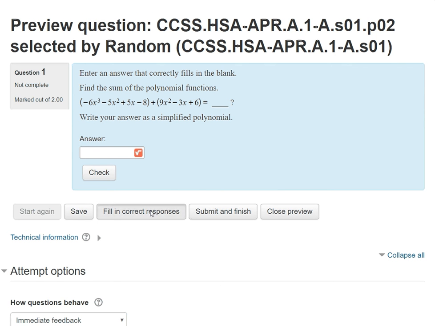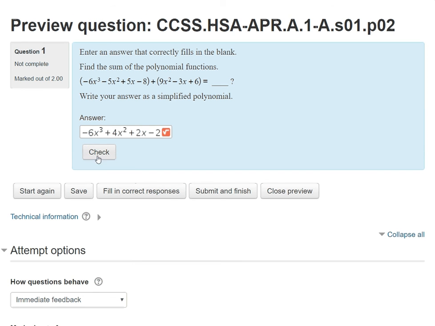Like if I put in the right answer, let's just look at the first couple terms. Well, there's only one x cubed term, so that one stays the same. But look at the x squareds. There's a negative 5x squared plus a positive 9x squared gives you positive 4x squared, right? Plus 2x because it's positive 5, negative 3. Exactly. Then negative 8 and positive 6 gives you negative 2 for the constant.